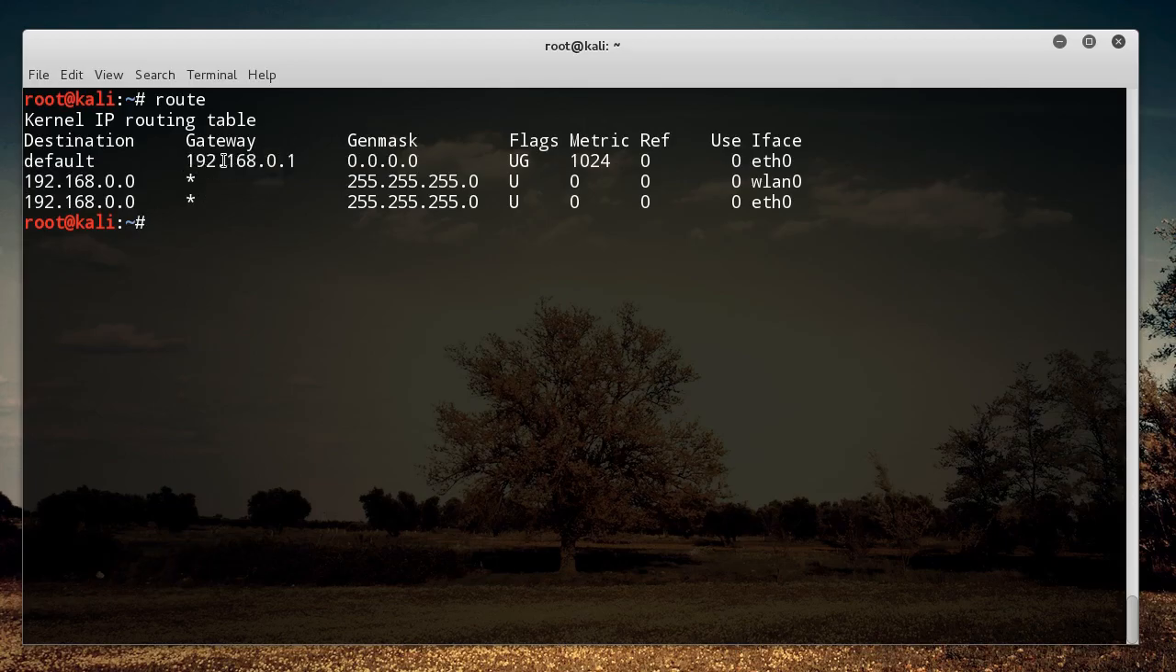So once it gets to my router, it's going to follow its own set of rules, and it's eventually going to go out to the internet, and every single router is going to do this, and then it's going to come back and get to me.